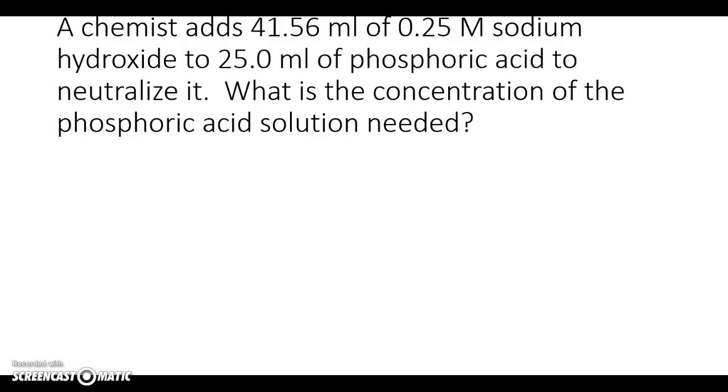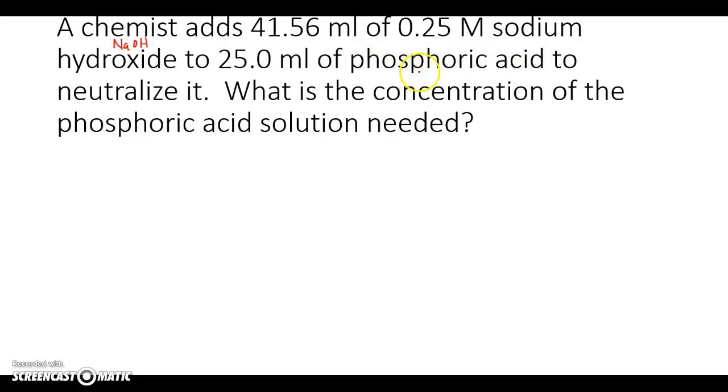We're going to work through one more solution stoichiometry problem. In this case, we have a chemist who adds 41.56 milliliters of 0.25 molar sodium hydroxide. Let's remind ourselves that sodium hydroxide is NaOH. And remember, sodium has a plus charge, OH has a minus charge, so they can pair up 1 to 1, to 25 milliliters of phosphoric acid.